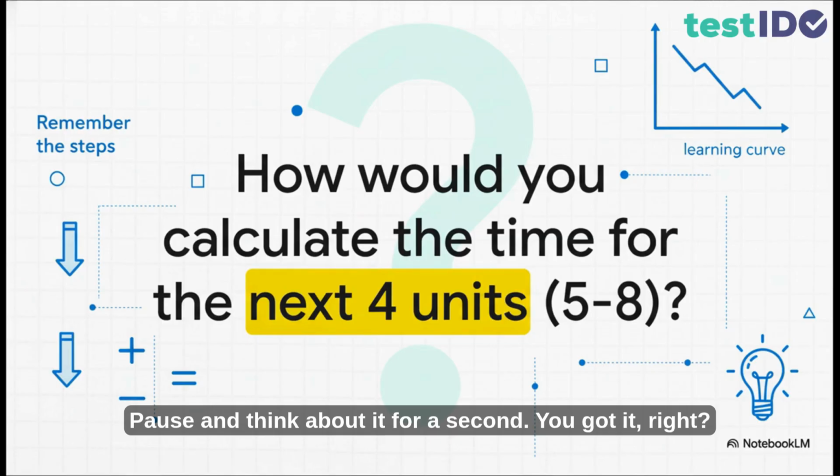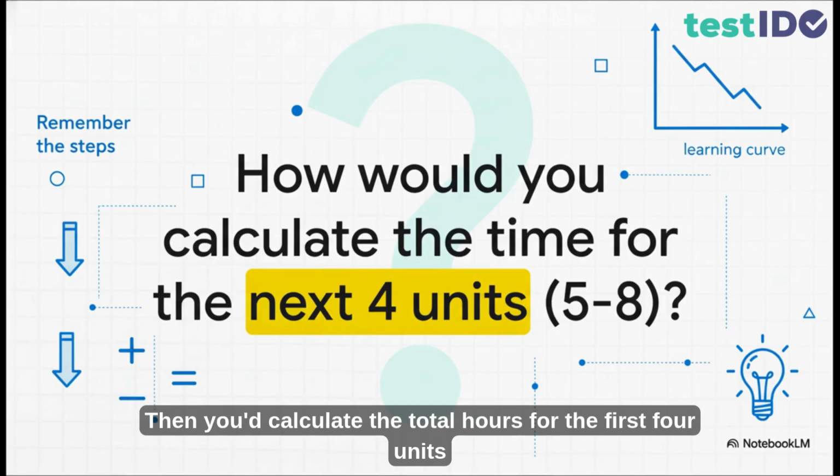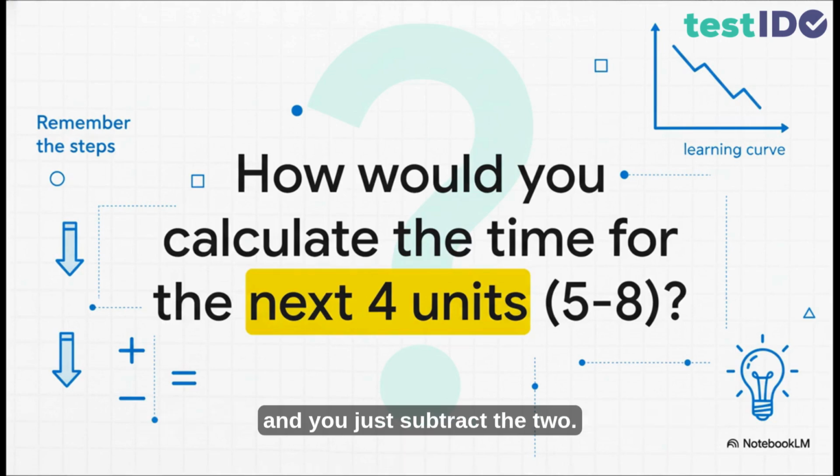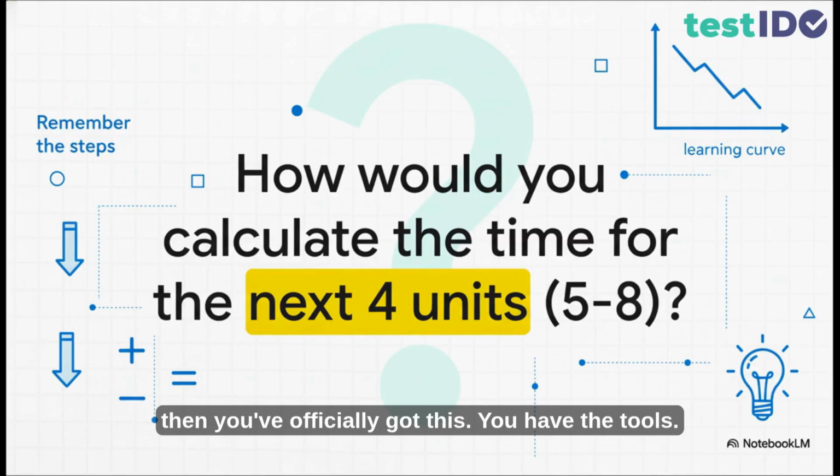You got it, right? You'd calculate the total hours for all 8 units, then you'd calculate the total hours for the first 4 units, and you just subtract the two. That difference is your answer. If you can map that out in your head, then you've officially got this.